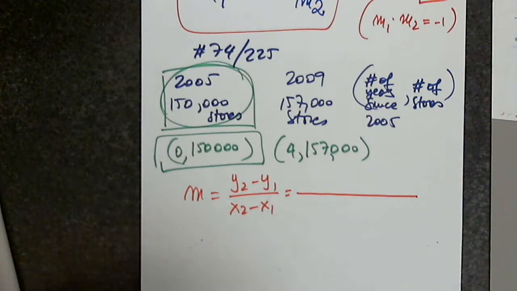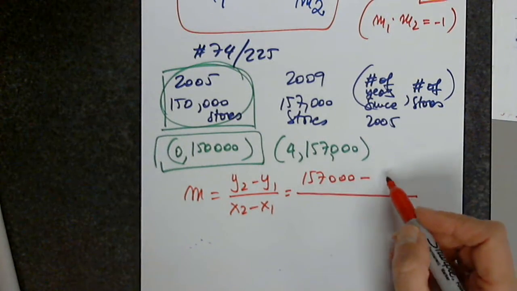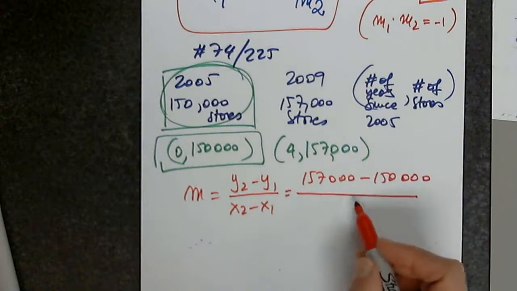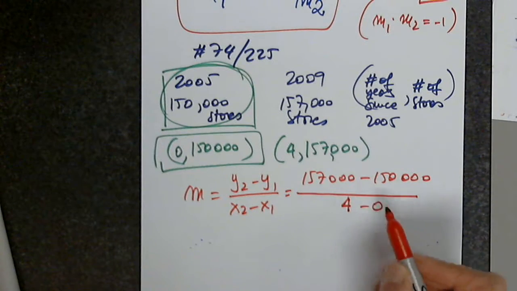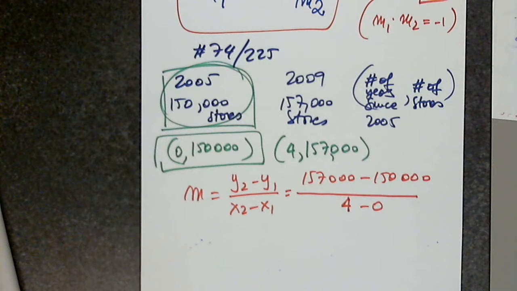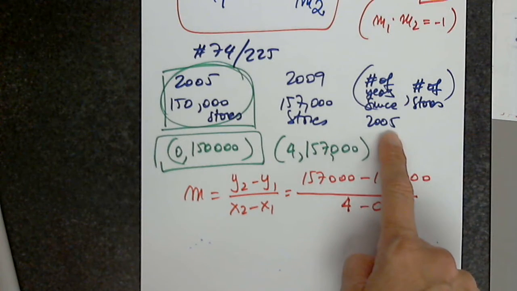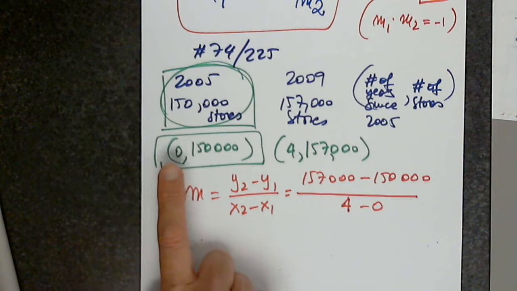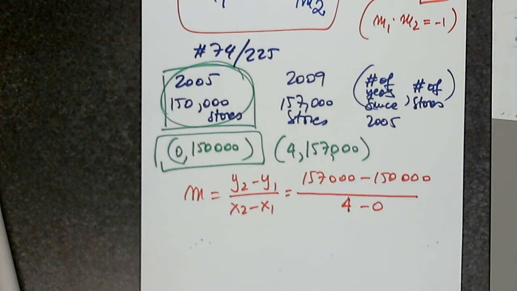How will I write it? I cannot do that. I cannot use the name of a year in an equation, unless I am told to, but that's very rare. I am told number of years since 2005. So that's why the first ordered pair is 0, 150,000, and the second one is 4, 157,000. Are you with me? Okay, so what is the top then?